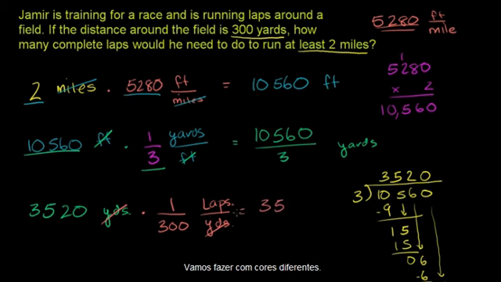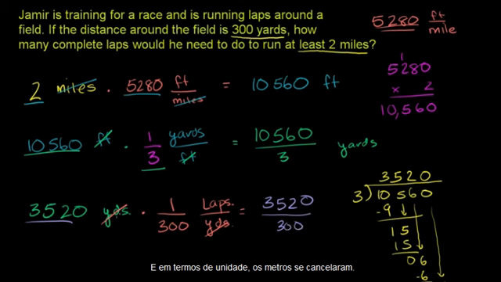3,520. Let me do that in a different color. We will get 3,520, times 1 over 300. When you multiply it times 1, it just becomes 3,520 divided by 300. And in terms of the units, the yards canceled out. We're just left with the laps. So this is how many laps he needs to run. So 3,520 divided by 300.